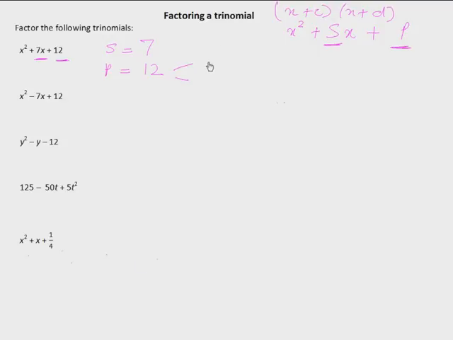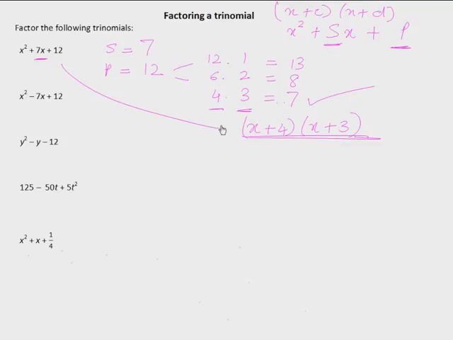Factor 12. 12 is 12 into 1, 6 into 2 and 4 into 3. And I'll check their sums. This sum is 13, this sum is 8, this sum is 7. I've got my sum. So I know the two numbers are 4 and 3 because 4 plus 3 is 7 and 4 into 3 is 12. So the trinomial x square plus 7x plus 12 will factor into x plus 4 into x plus 3. I have my two terms. Please check by opening this out and seeing you get this.